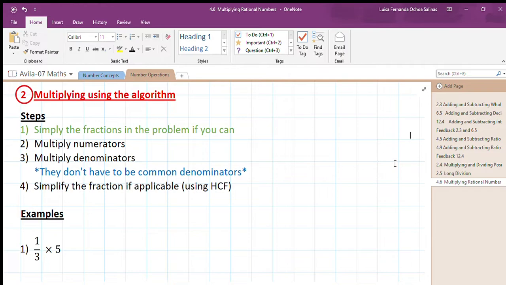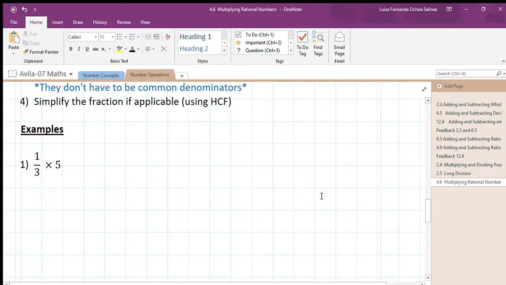Remember that with addition we said we have to find a common denominator and then we don't add the denominators. Here we're talking about multiplication of fractions, so we multiply the denominators and they don't have to be common. Be aware of that. And the last step, as always, is simplify the fraction if possible using your highest common factor.